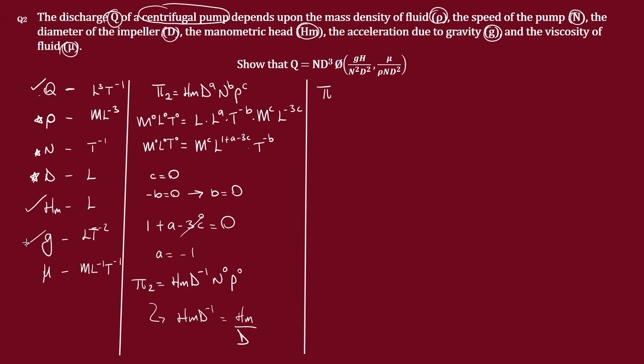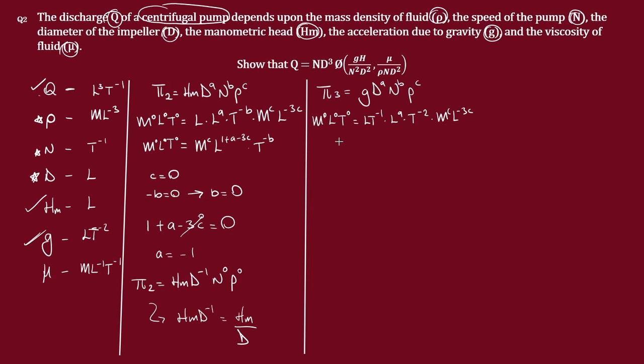So pi 3 is going to be for the third non-repeating variable, so that's g. So pi 3 is going to be g D to the a N to the b rho to the c. Okay, so know that these are all 0. You need to recall g is an acceleration, so that's L T to the minus 2. D is a length, so that's L to the a. N is a speed, so that's T to the minus b. And rho is density, so that's M to the c, L to the negative 3c.